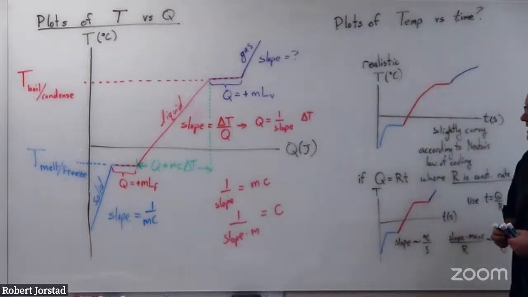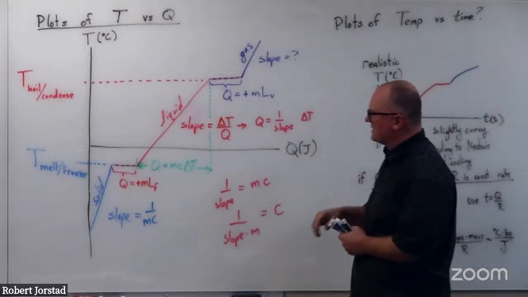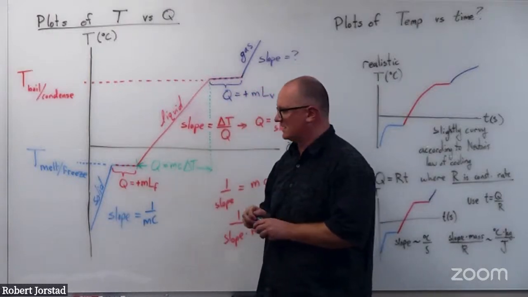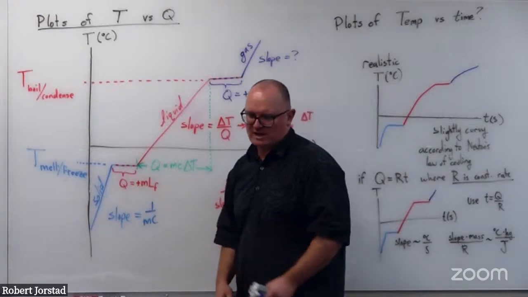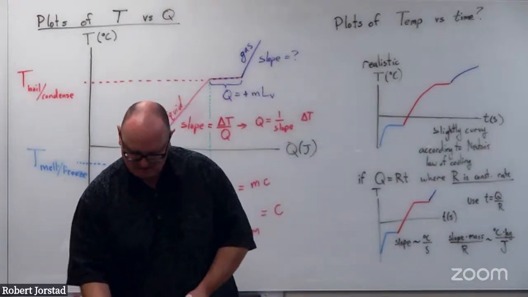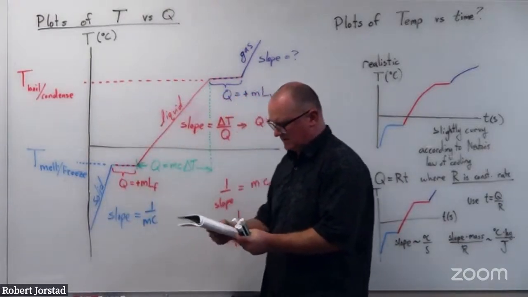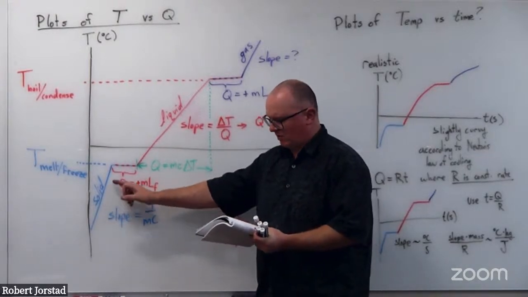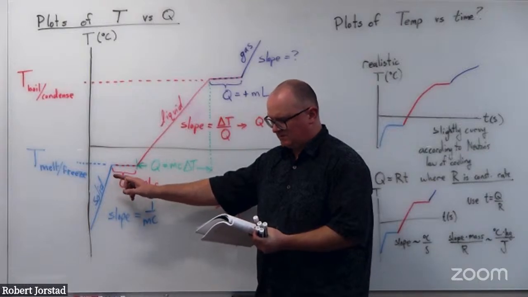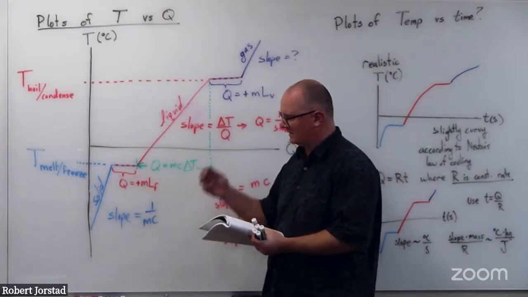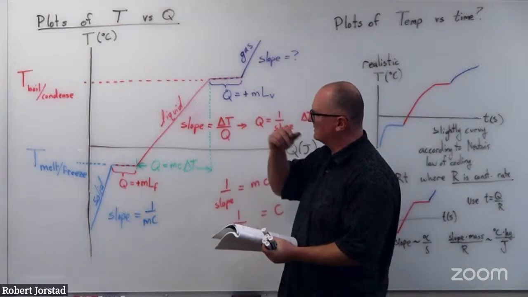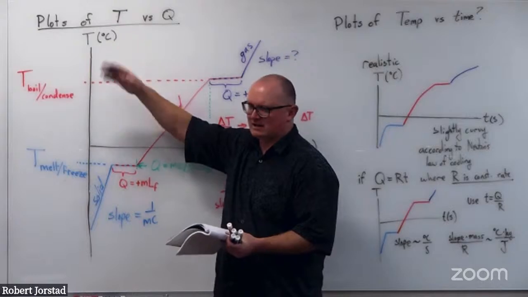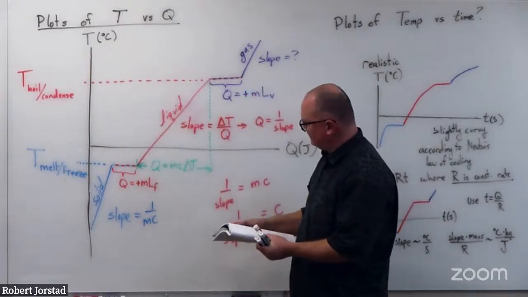All right. Now, something important to notice. The slopes are not always the same as it changes phase. So the slope, for example, I've got some numbers here. Let's see. For ice, the specific heat is about 2200 joules per kilogram per Kelvin, which is the same as joules per kilogram per degree Celsius. I can use degrees Celsius because everything in here has a delta T. All right.